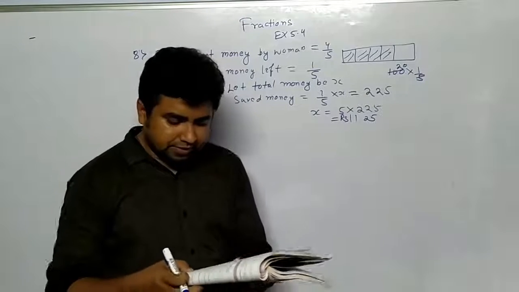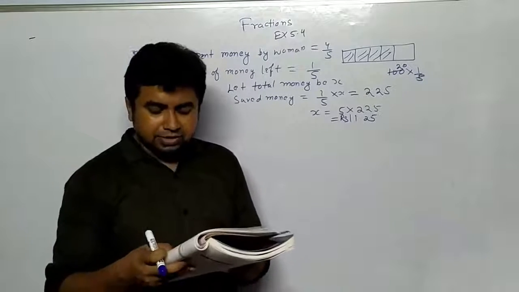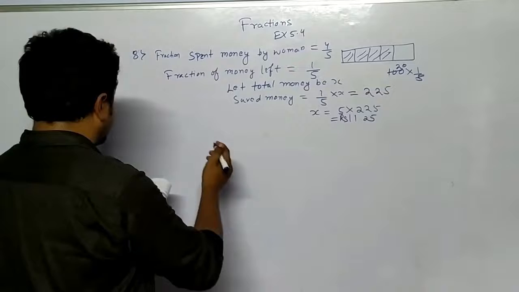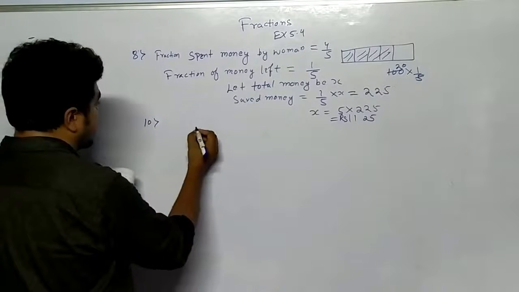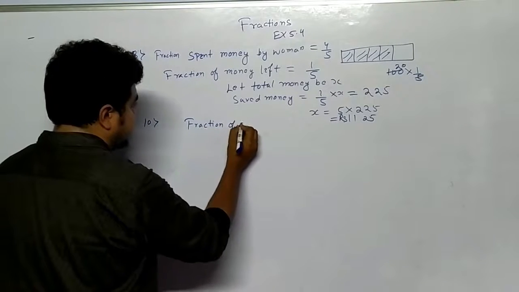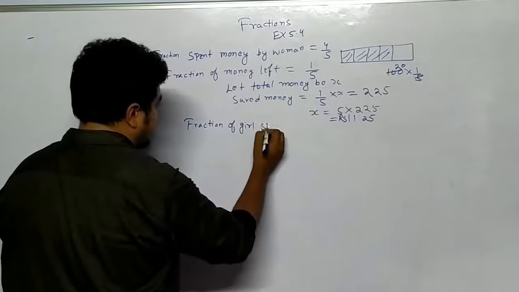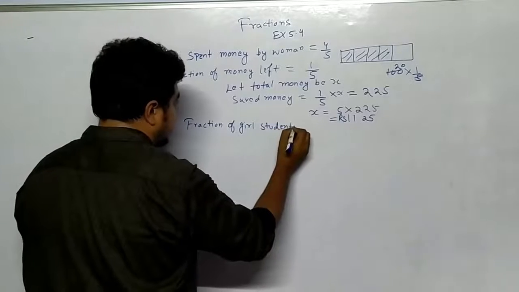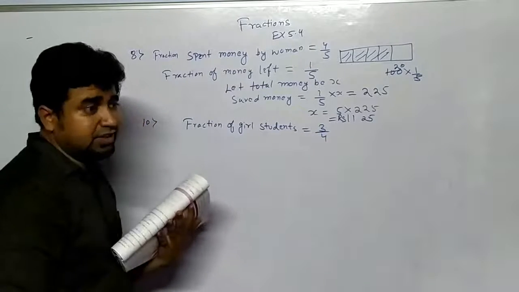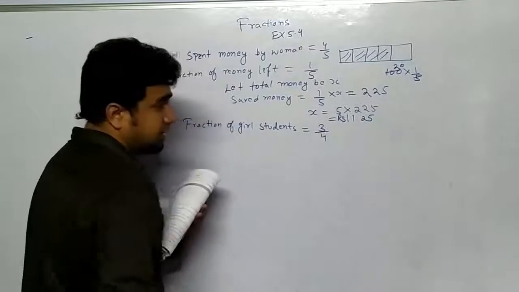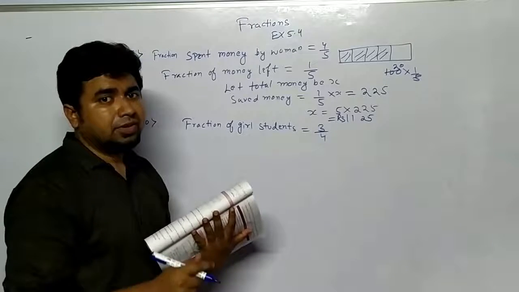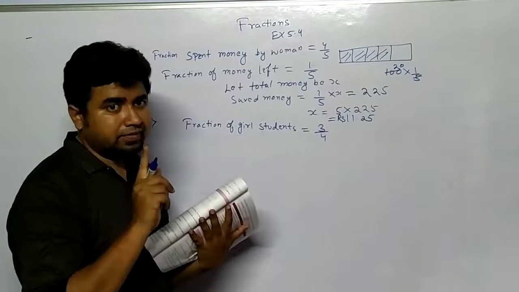In this question it is given that in a school bus, 3 by 4 of the students are girls. So the fraction of girl students will be equal to 3 by 4. Means you can understand easily that out of 4 parts, 3 parts are girls. Means out of 4 students, 3 students are girls. Means 1 student out of 4 is a boy.